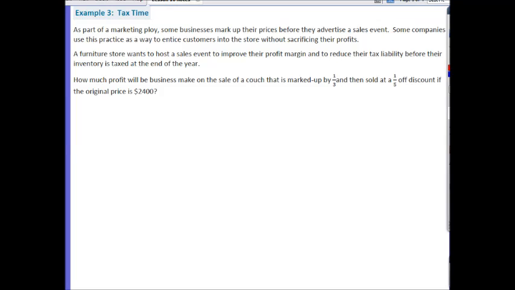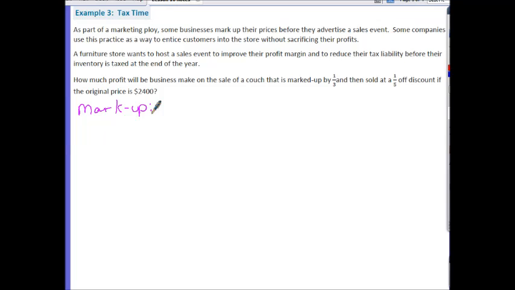How much profit will a business make on the sale of a couch that is marked up by 1/3 and then sold at a 1/5 off discount if the original price is $2,400? So there's really two parts to this problem. The first thing I need to account for is the markup. So let's start with markup. And you can do this in different ways. Let's actually do this with bar modeling, and we'll take a look at one other method.